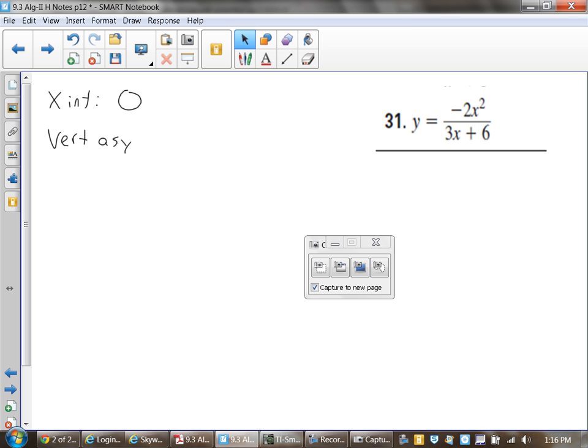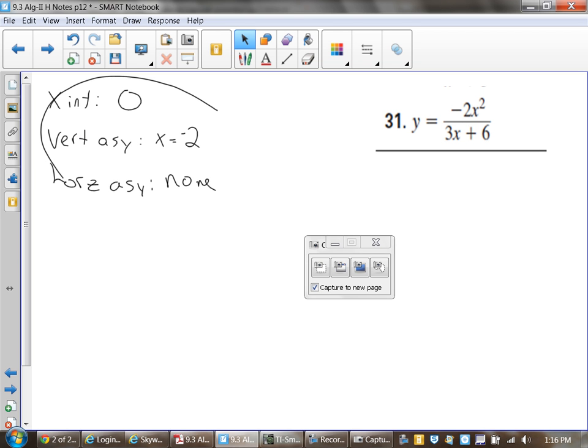Good. Do we have horizontal asymptotes here? No, because the numerator has a higher degree. Again, this information, you should be able to just go ahead and write through. The rest of the problem is using the calculator.